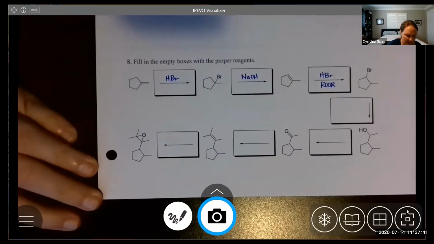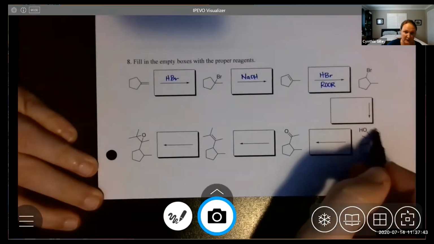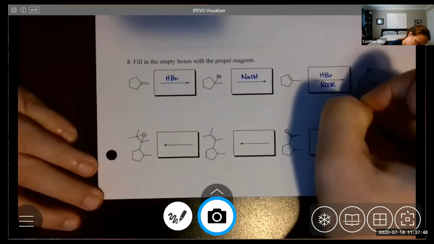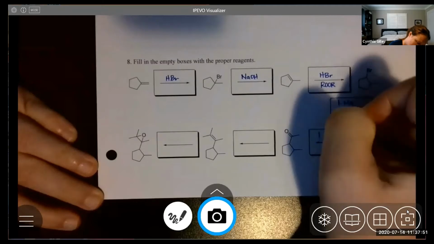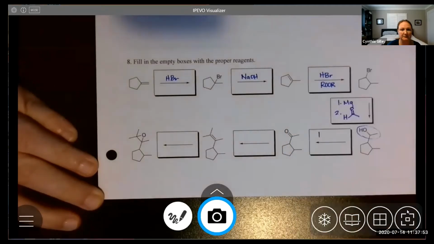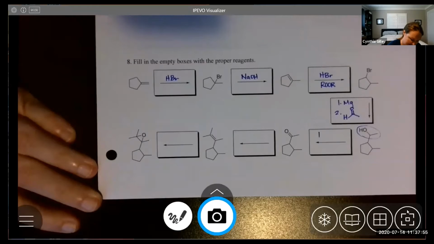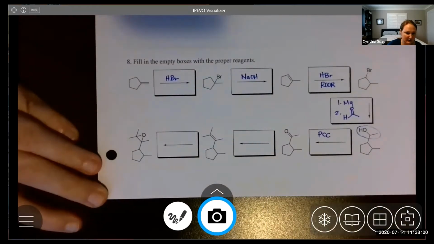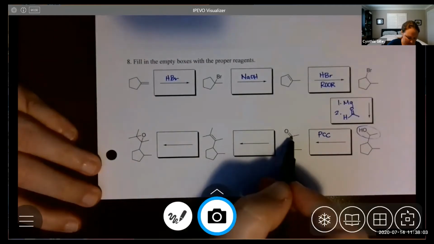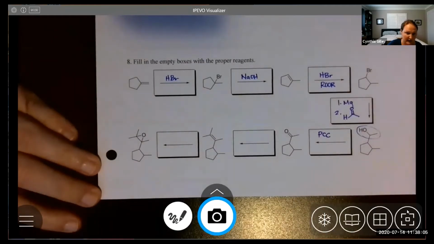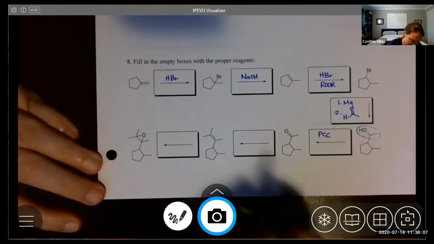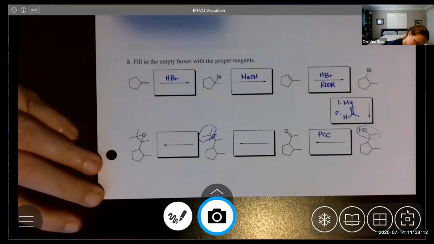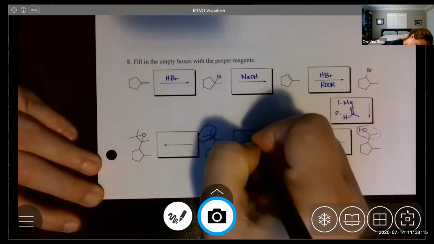This is a Grignard reaction, introducing new carbons. So we'll do magnesium into aldehyde. And then this is an oxidation, secondary alcohol to ketone with PCC. To convert this carbonyl to an alkene, we need to do the Wittig olefination. So we'll be adding in these carbons as part of the ylide. Just draw that particular ylide.